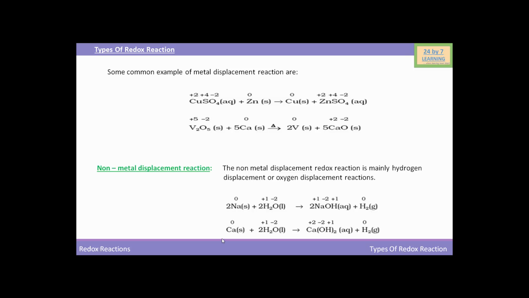Similarly, in the next reaction, when calcium reacts with water, it forms calcium hydroxide and one molecule of hydrogen is released, and here calcium is oxidized. The oxidation state of calcium becomes +2 from 0, while the oxidation state of hydrogen becomes 0 from +1. So these are the displacement redox reactions.